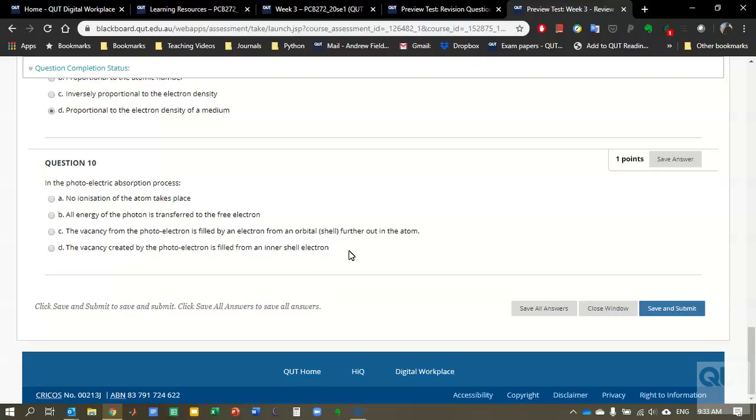So what normally happens is an electron from an outer orbital drops into the inner orbital where the vacancy is, and the result is a characteristic X-ray. I don't mention characteristic X-rays here, but that's what happens. Okay, so the vacancy from the photoelectron is filled by an electron from the orbital shell further out.